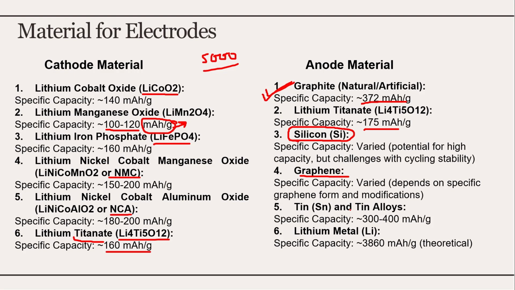Then another is tin and tin alloys, which has a specific capacity of 300 to 400 mAh. And another one is lithium metal, 3860 mAh per gram, which is a theoretical capacity. So these are the materials that we are using as anode and cathode materials.